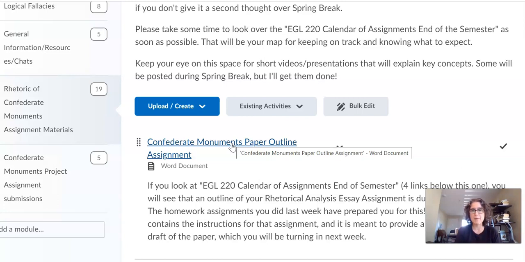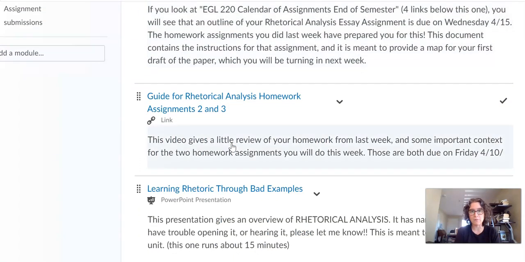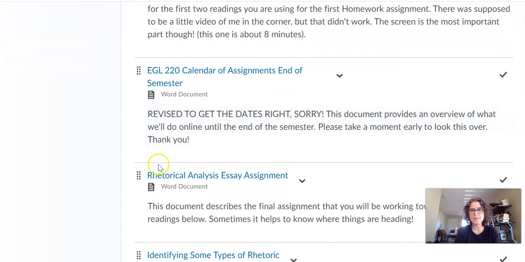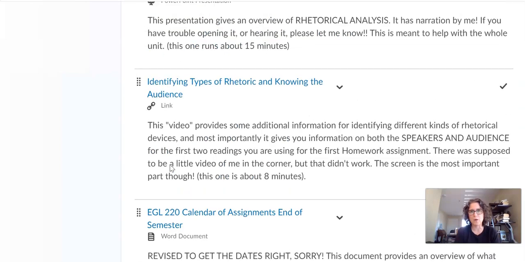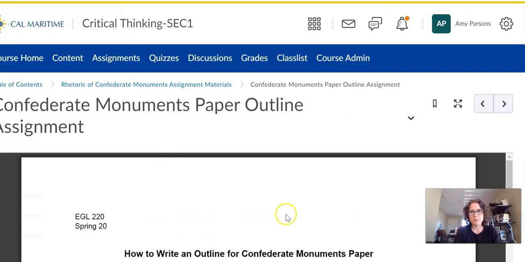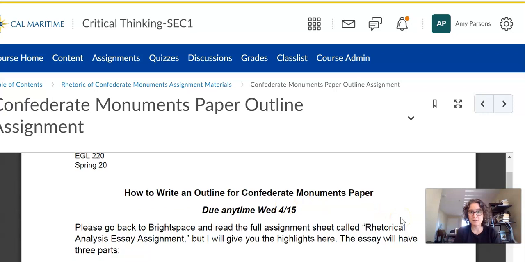I'll open that up. I think before you do this, it will be very, very helpful to read over this document right here, the rhetorical analysis essay assignment. That's the final paper that you're working toward. I apologize that Brightspace is just such a weird layout. Okay. So the Confederate Monument Outline assignment, how to write an outline for your Confederate Monuments paper.